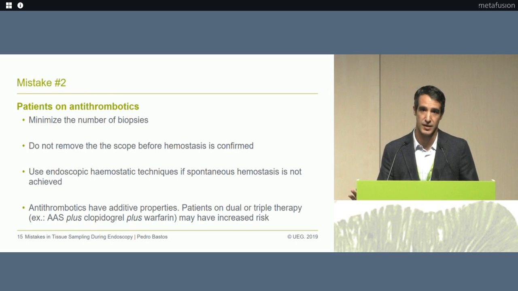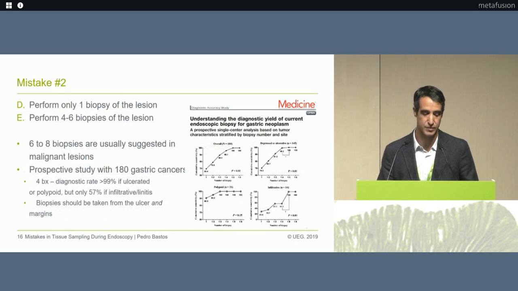And we should remember that antithrombotics have additive properties. Some patients can have triple anticoagulation. They can be on aspirin, on clopidogrel, and they can also have warfarin or one of these new drugs. And these patients, we don't know how to deal with them, so we need a case-by-case evaluation.